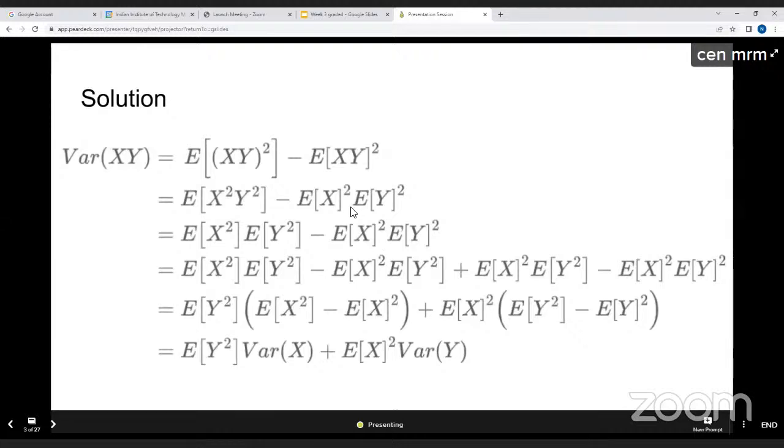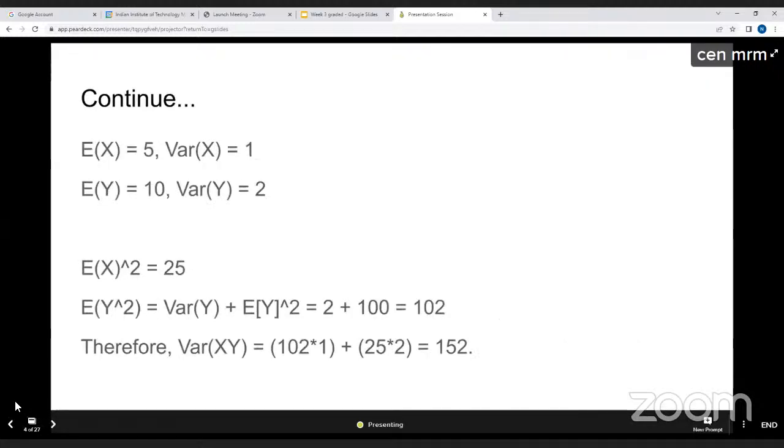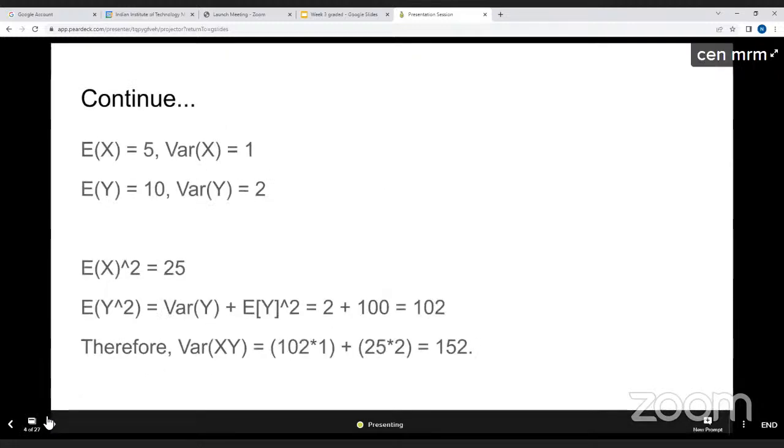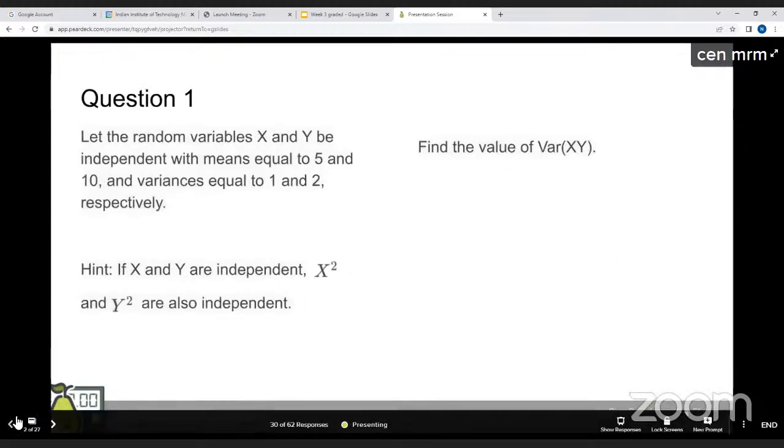So what is this expected value of x square here? Expected value of x square is 25? No, that is the square of the expected value of x. I am saying the expected value of x square, with the square inside the bracket. Okay, you cannot find it directly.